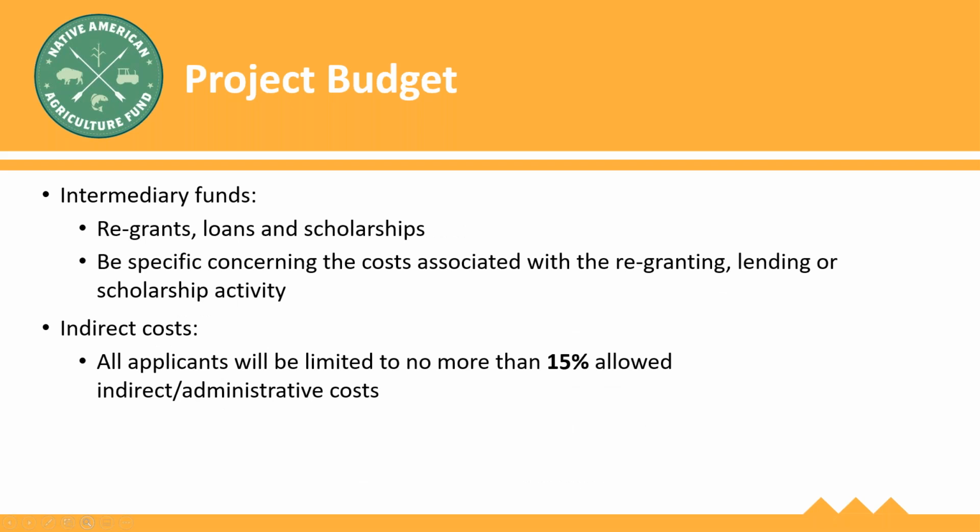Intermediary funds, re-grants, loans, and scholarships. Be specific concerning the costs associated with the re-granting, lending, or scholarship activity. Indirect cost. All applicants will be limited to no more than 15% allowable indirect or administrative costs.